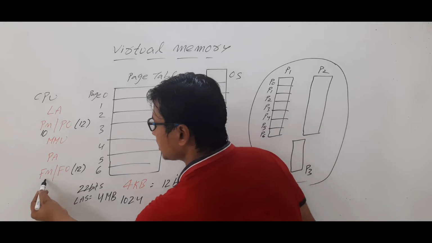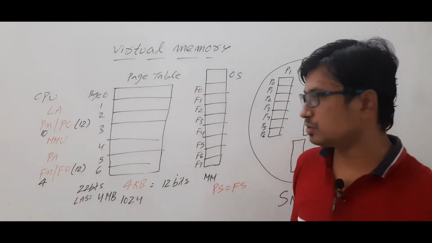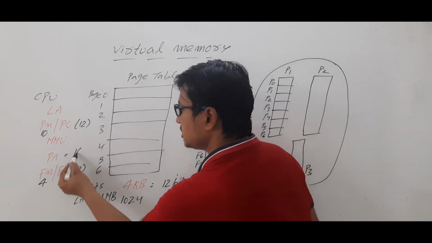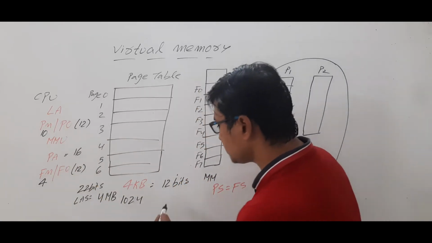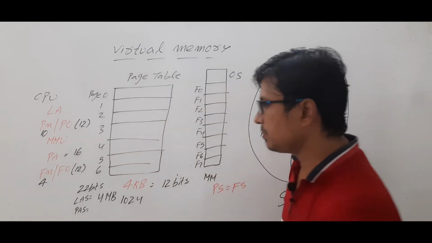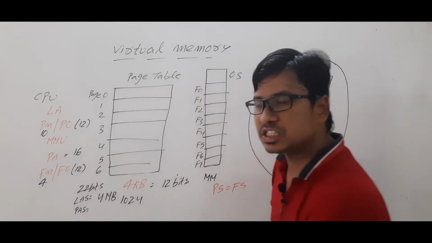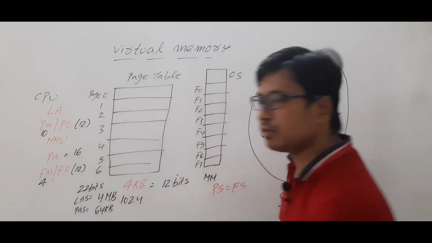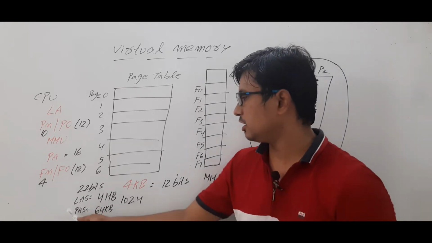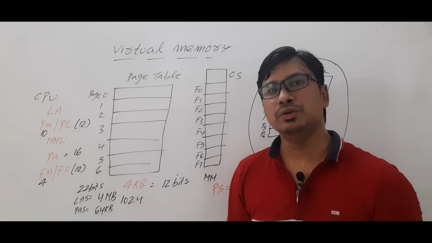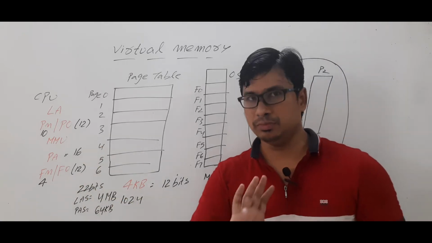Then the number of bits required for the frame number is 4. So your physical address is 16 bits. 16 bits is nothing but 2 power 16. So your physical address space, or your main memory, is 2 power 16, which is nothing but 64 KB. So your main memory size is 64 KB and your process size is 4 MB. Still we are able to run it with the help of the virtual memory concept.